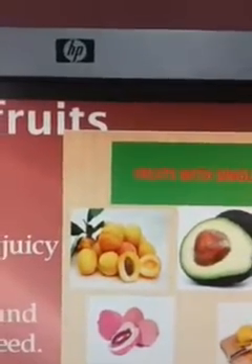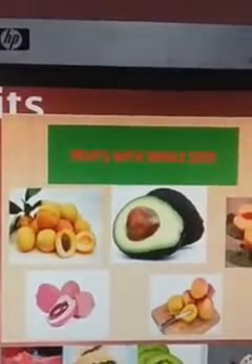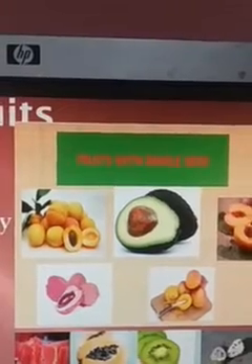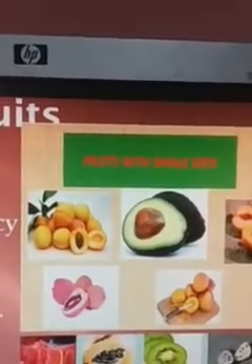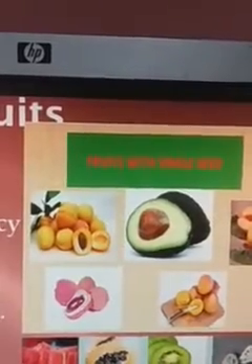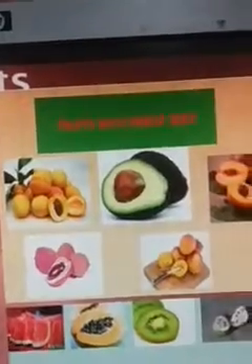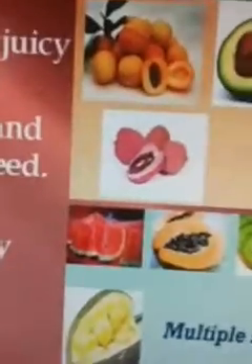There are many fruits with only one seed. You just make a list. It's a homework question for you, I'm giving it through the video itself. You have to make a list of the fruits with one seed and the fruits with multiple seeds. Okay, this is a homework assignment for you.